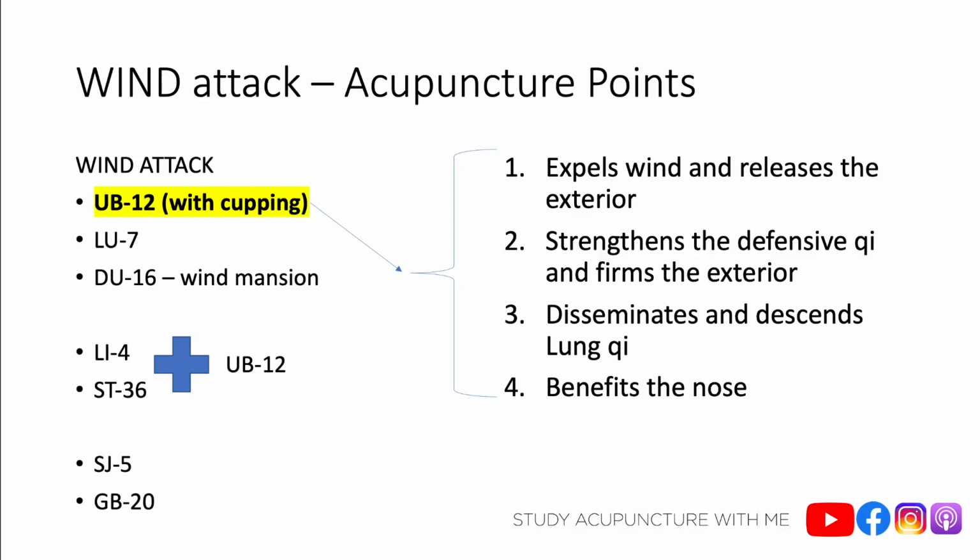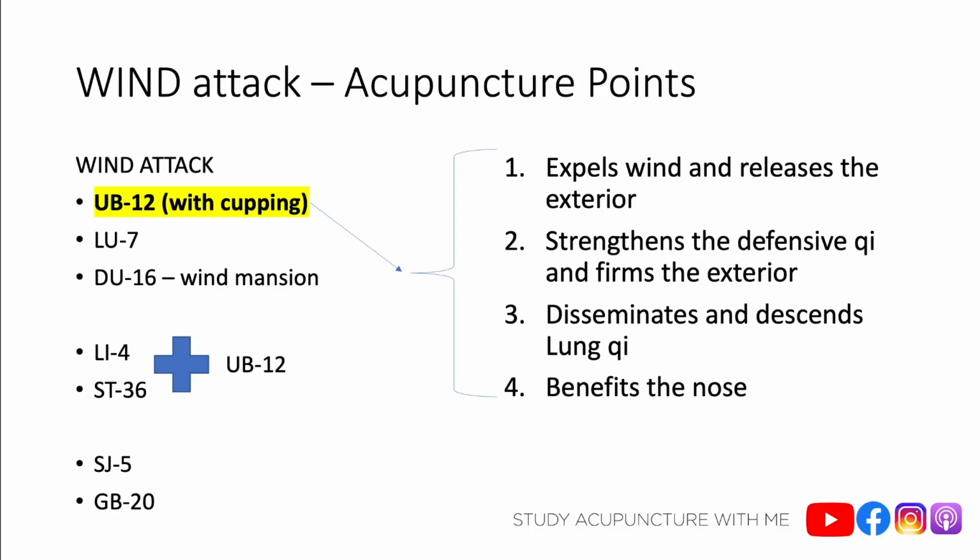GB20, and DU16. So how we can remember these 3 is imagine you are walking into the estate of the richest person in the world. You pull up to their estate, right? They don't have a house, they have an estate. And you're at their front gate. You're looking at this massive front gate. And in gold lettering in the front, you see UB12 right on the front wind gate.